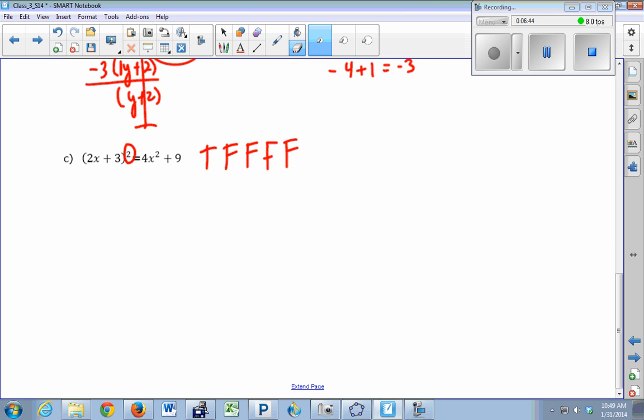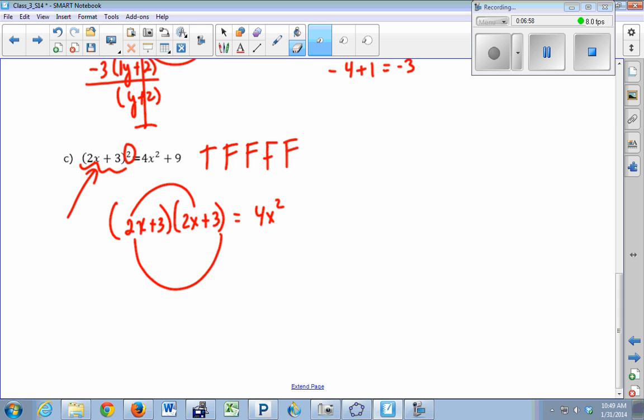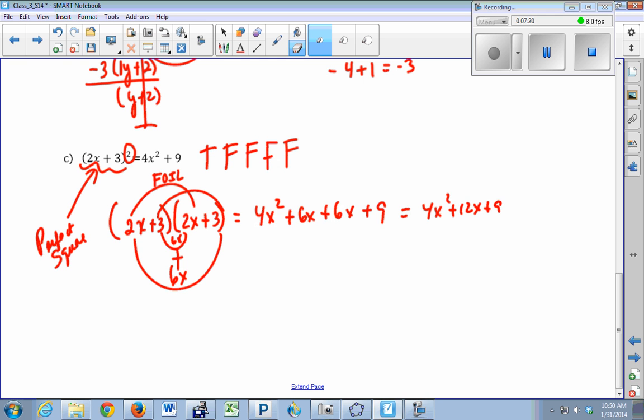To square something, we multiply it twice. And now to do this multiplication, we have to use FOIL. And when we use FOIL, this quantity right here is called a perfect square because we're squaring it. And when we get a perfect square, we always get our inner and outer term to be exactly the same. So when we use FOIL on this, we get 4x squared plus 12x plus 9. Okay, so this is not correct.